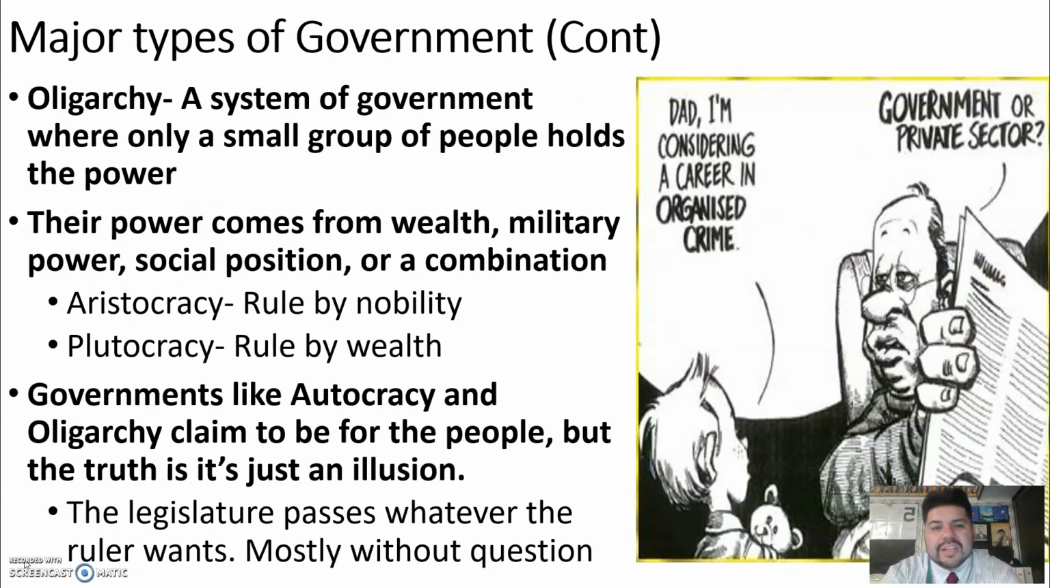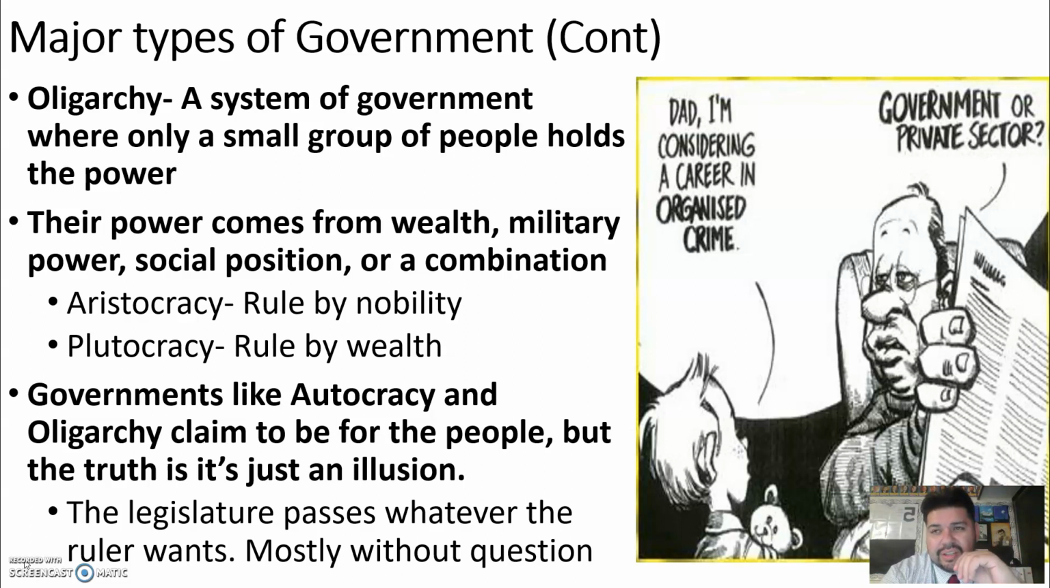All right, so next one is oligarchy. Now, oligarchy is a system of government where only a small group of people holds the power. Usually their power comes from several sources, either from their wealth, their military power, their social position, or a combination. Two forms of that are aristocracy and plutocracy.